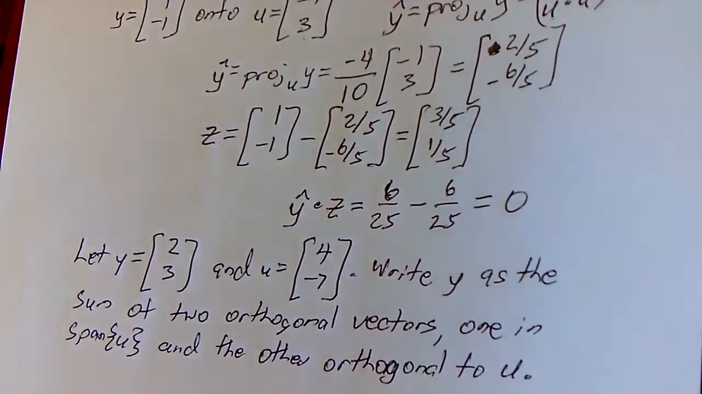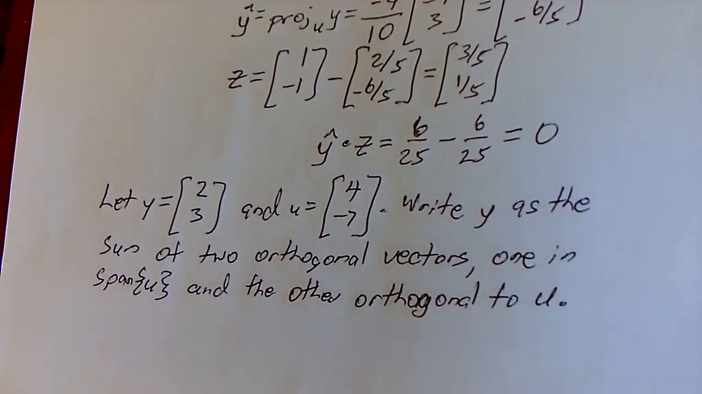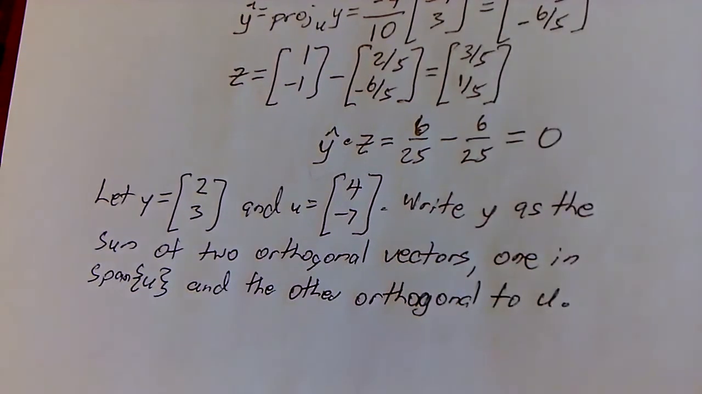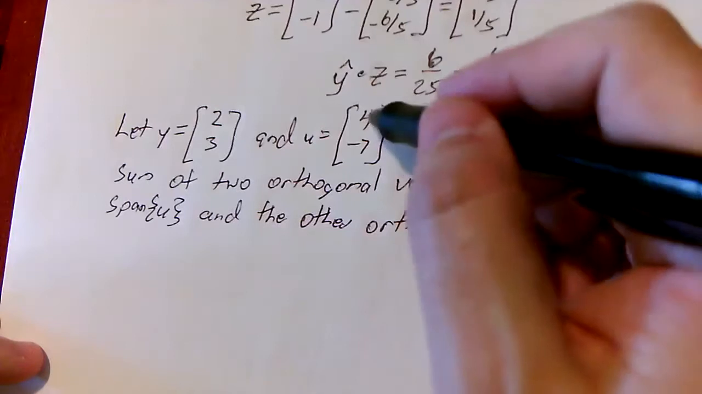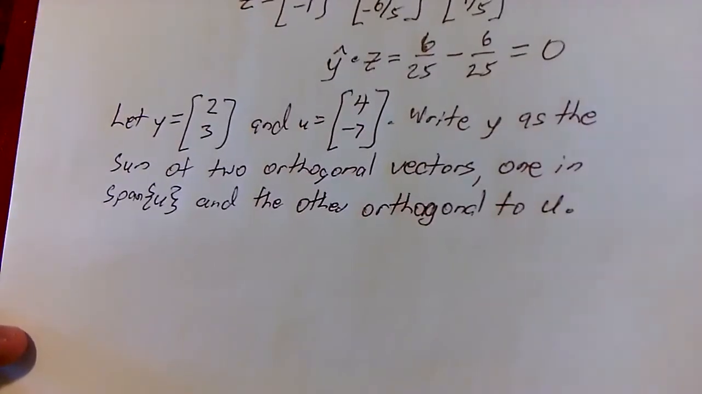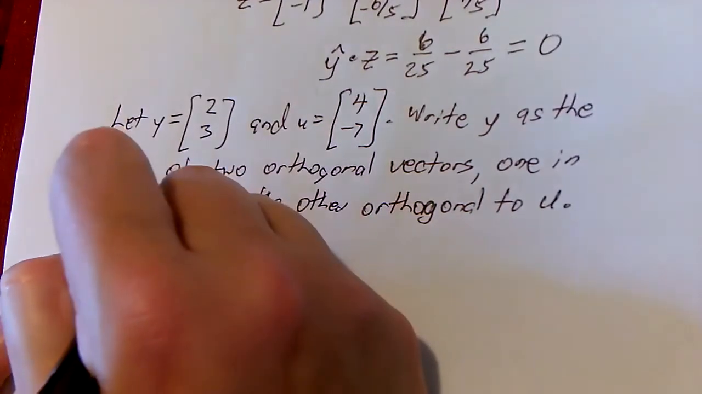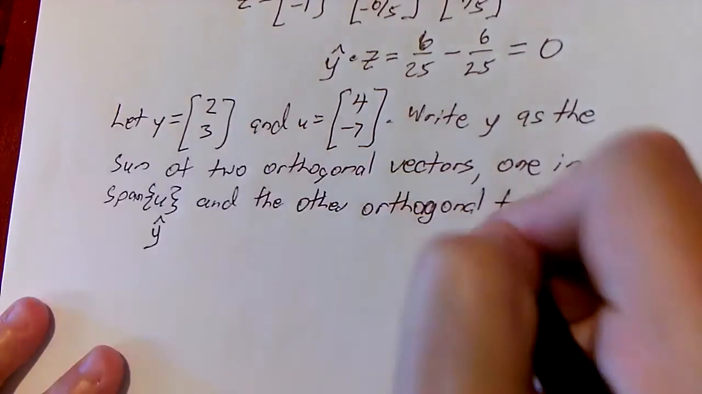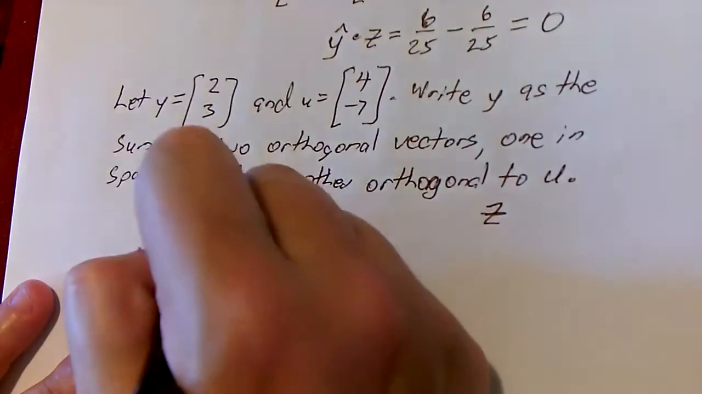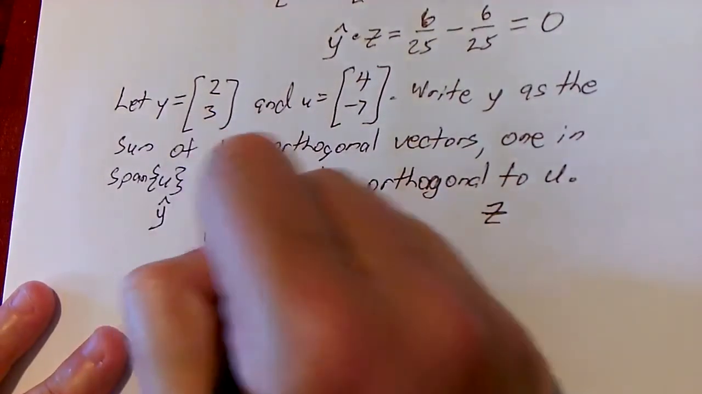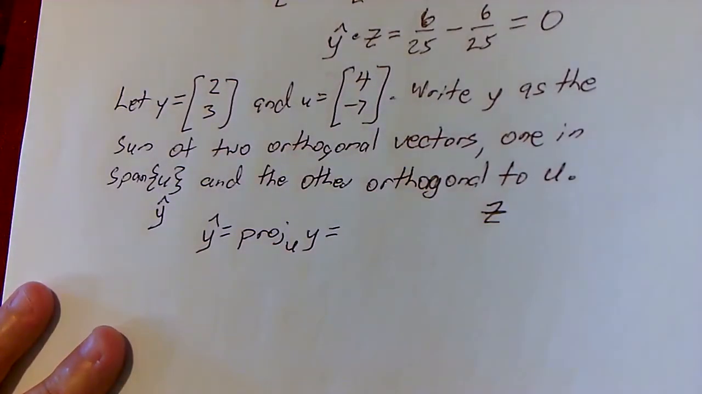to u. Now, the important thing to notice, if you're orthogonal to something in the span of u, you're orthogonal to u. Okay, multiplying by a constant is not going to change that relationship because you're going to multiply every coordinate by that same constant. So what we're asked to do here is the one in the span of u, this is y hat, and the one that's orthogonal to it is z.